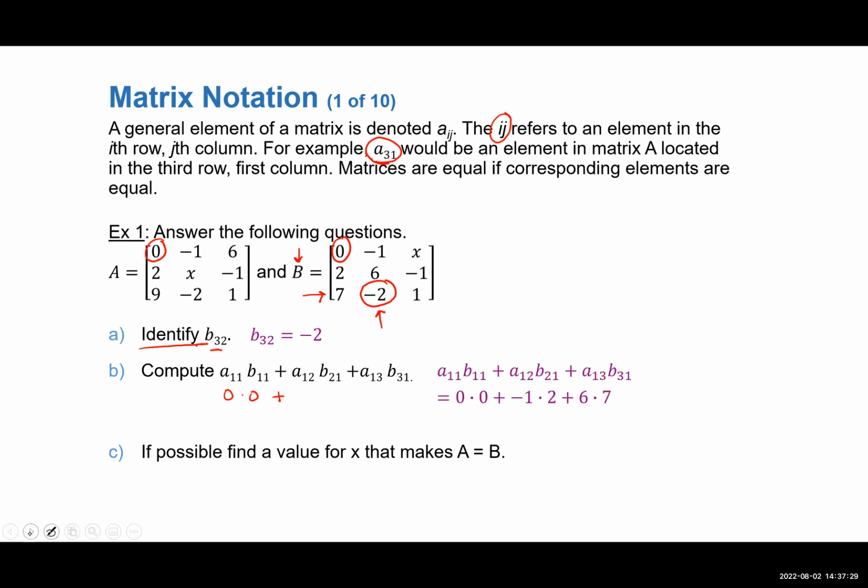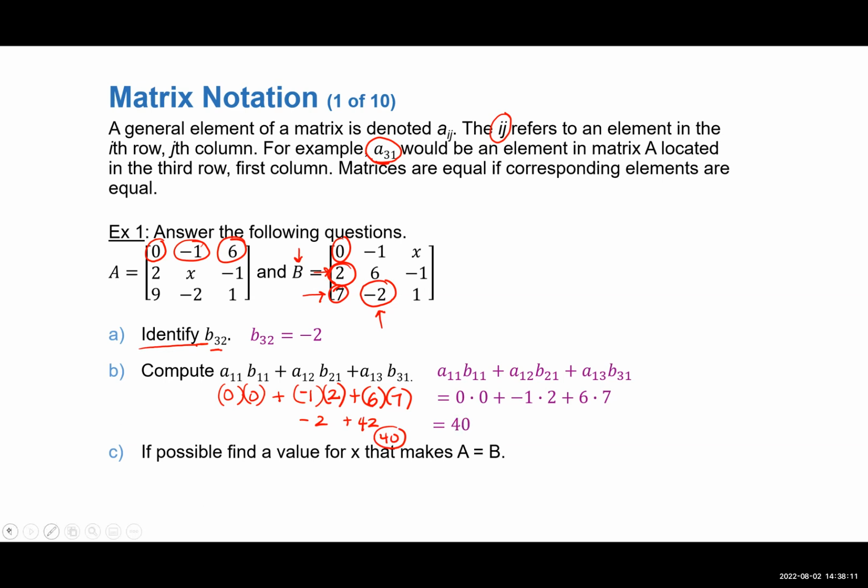Okay, I jumped too far ahead. Then we say A12, so first row, second column, that's -1. B21, so second row, first column, that's number 2. A13, first row, third column, 6. B31, third row, first column, 7. So then when you do that, you're just multiplying: 0 times 0 is 0. -1 times 2 is -2. And then 42. So that equals 40.